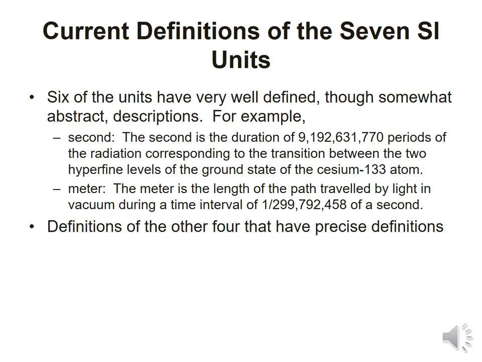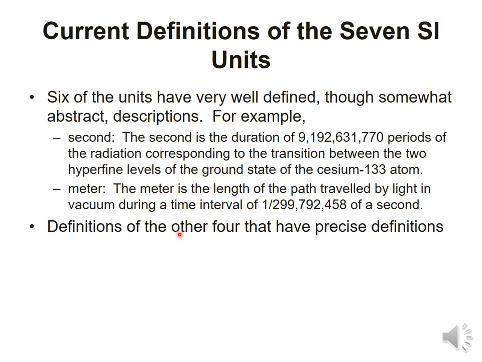The meter, we think of a yardstick as being about a meter long. You think about that stick being about that long. We need a precise definition of the meter. The meter is defined like this. It's basically the distance that light travels in 1/300,000,000th of a second. So those two have very precise definitions.